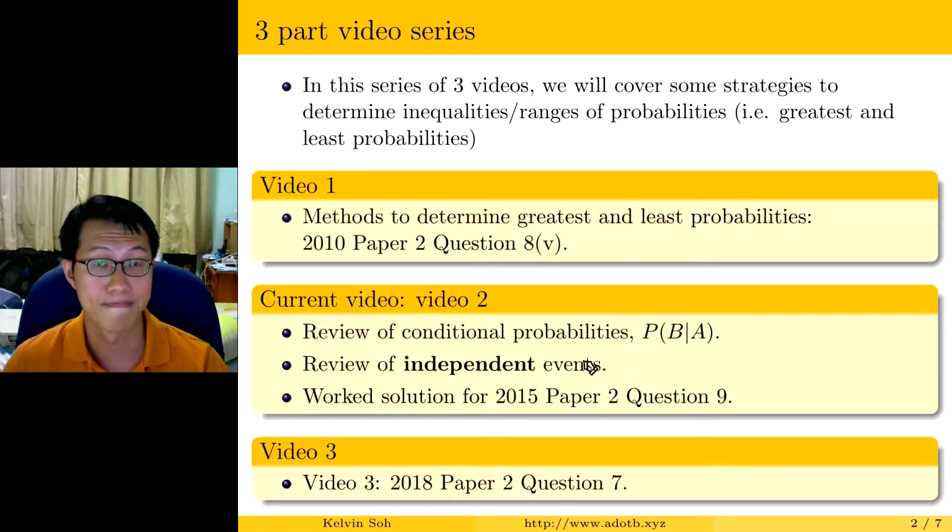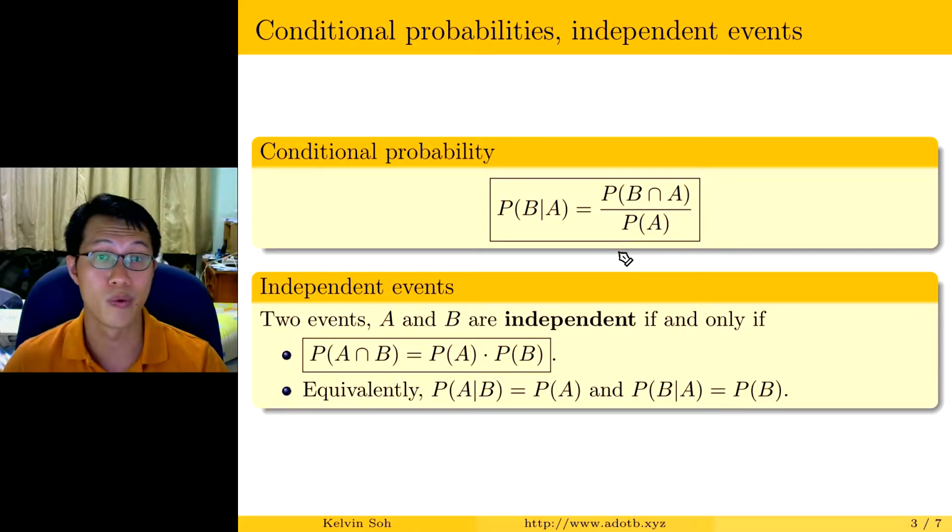Before we proceed to attempt the 2015 question, we will also do a quick review of some of the formulas required in this question. They include the conditional probability formula as well as the formula for independent events. So this covers the second video, and in the third video, we will take a look at yet another question in the TOIS that asks us to determine greatest and least probabilities, the 2018 Paper 2 Question 7. So let us review some of the formulas we will need.